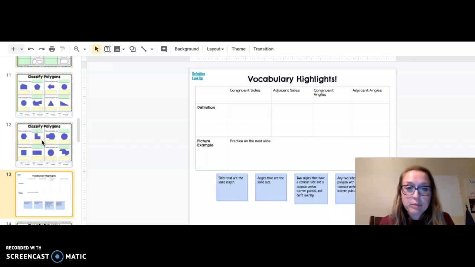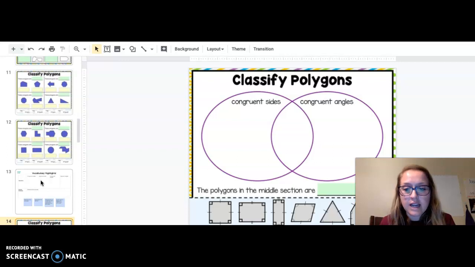Then we're back to vocabulary. Do you know what congruent sides are, adjacent sides, congruent angles, and adjacent angles? And it says practice on the next slide. So you're going to head to that next slide. You're going to drag the polygons into the correct part of the Venn diagram.